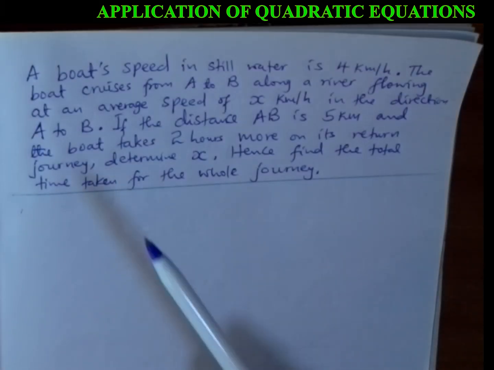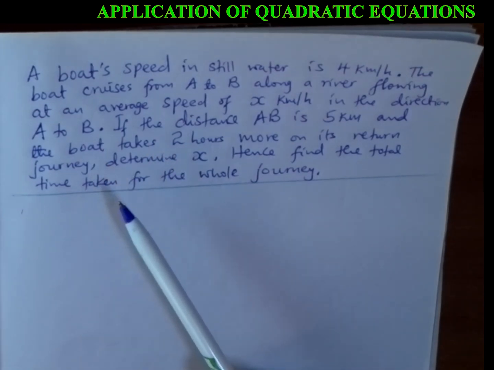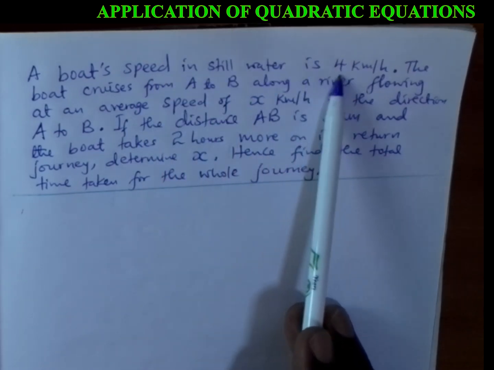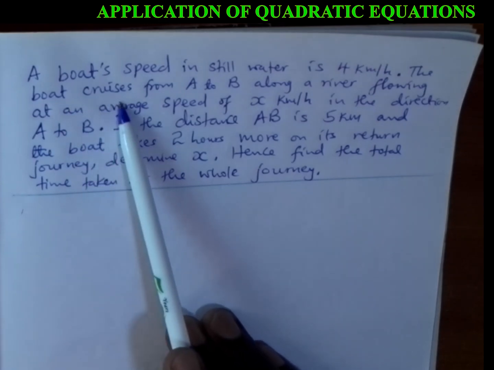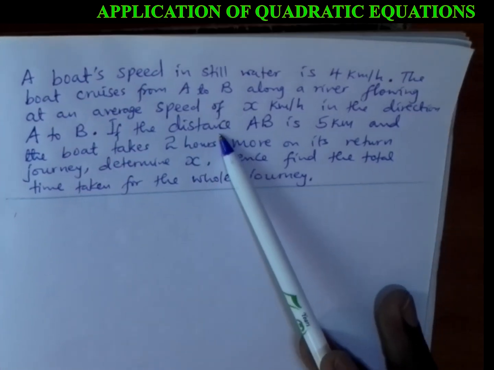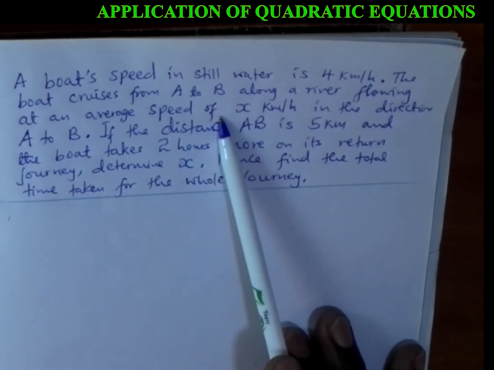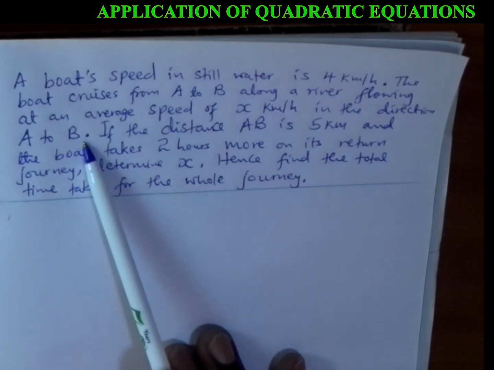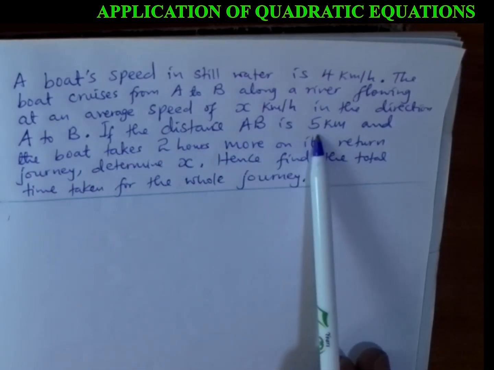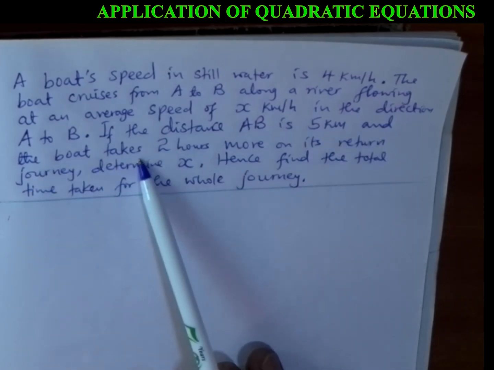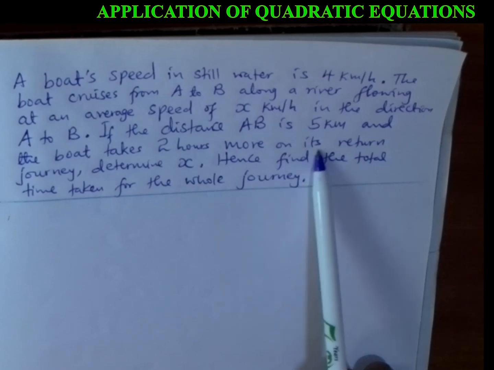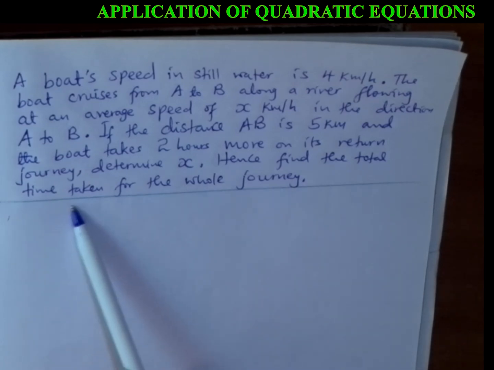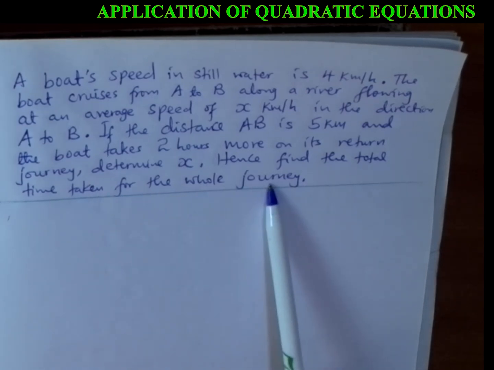So our next question, still on application of quadratic equation, is: a boat's speed in still water is 4 km per hour. The boat cruises from A to B along a river flowing at an average speed of x km per hour in the direction A to B. If the distance AB is 5 km and the boat takes 2 hours more on its return journey, determine x, hence find the total time taken for the whole journey.